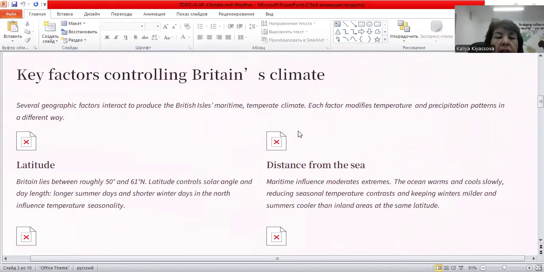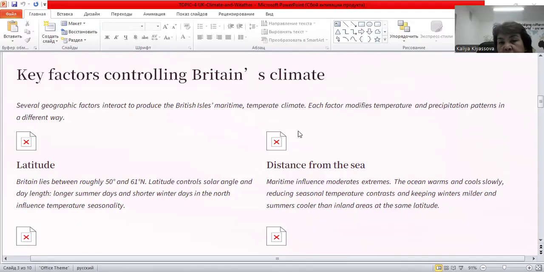Now, key factors controlling Britain's climate. Several geographic factors interact to produce the British Isles' maritime temperate climate. Each factor modifies temperature and precipitation patterns in a different way. Okay, latitude. Britain lies between roughly 50 and 61 degrees north, and latitude controls solar angle and day length. Longer summer days and shorter winter days in the north influence temperature seasonally.